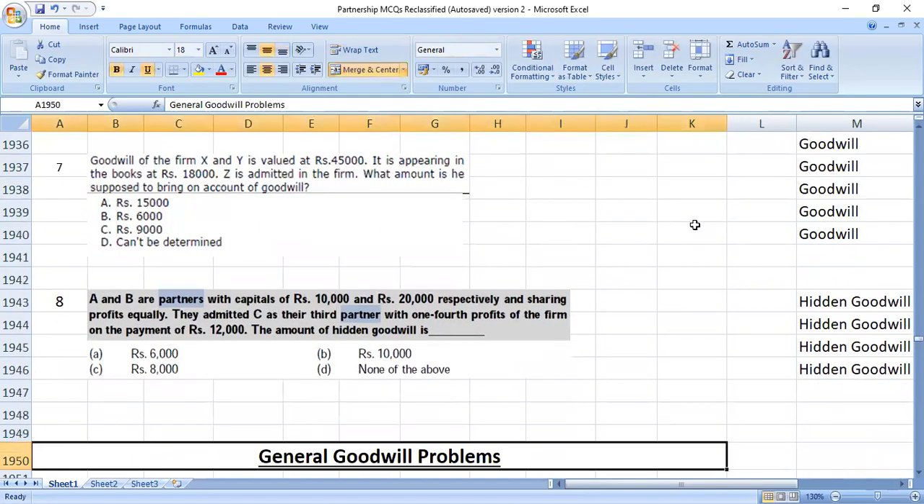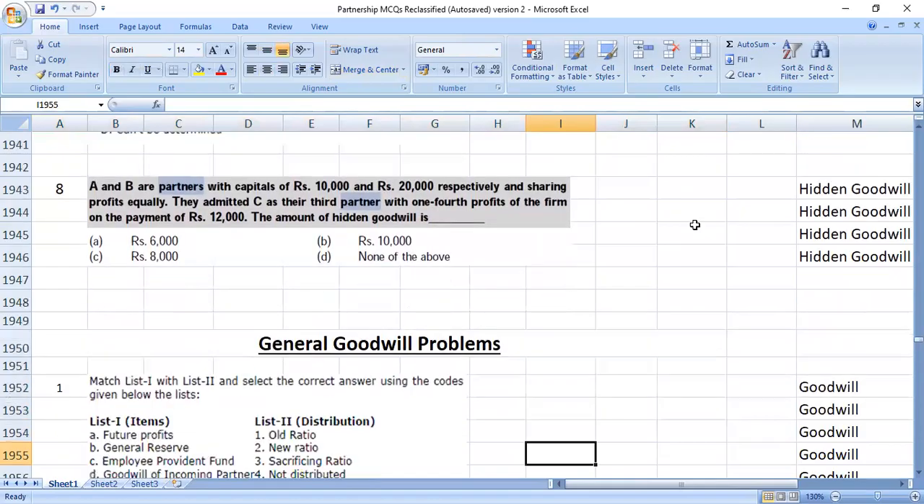Question repeated 7. Goodwill of the firm X and Y is valued at 45,000. It's appearing in the books at 18,000. Z is admitted. What is the amount he is supposed to bring on account of goodwill? So the existing goodwill of 18,000 has to be written off. When we value it, 45,000 comes. So if no ratio is given for Z's admission, he will be admitted in equal ratio. So equal ratio means 45,000 divided by 3, 15,000 is the answer.